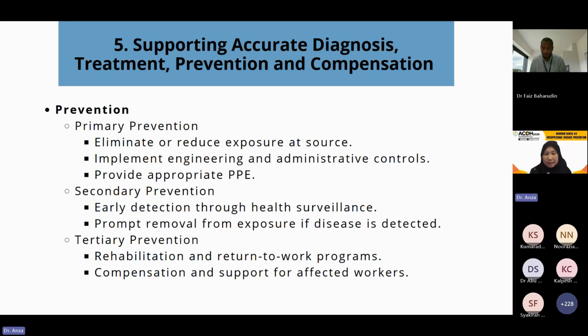From that, we need to have primary prevention. What is meant by primary prevention is we go through the hierarchy of control: elimination, if you can, then we implement administrative control or agent control, and lastly provide appropriate PPE. I think for occupational safety and health, mainly they would advise this, but we also need to do secondary prevention, such as early detection through health surveillance.